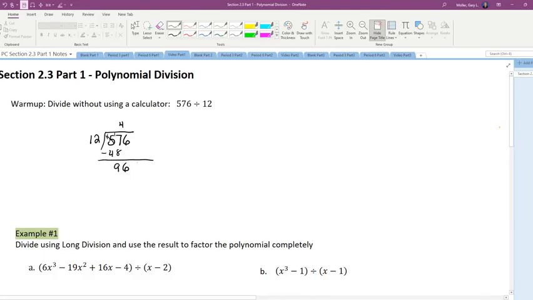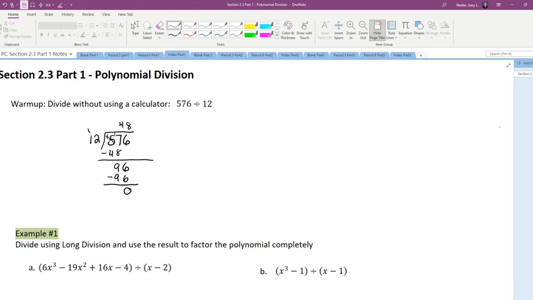Gives me 96. 12 goes into 96. I'm going to say probably 8 times. Let's find out. 8 times 2 is 16. 8 plus 1 is 9. 96, remainder of 0. All right, so what have we learned here?